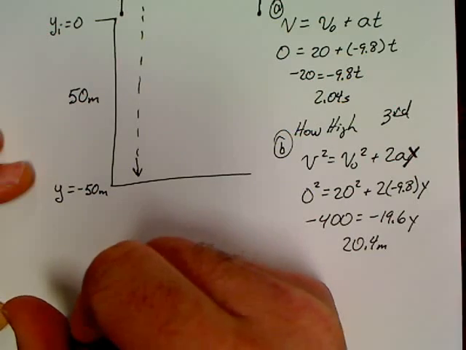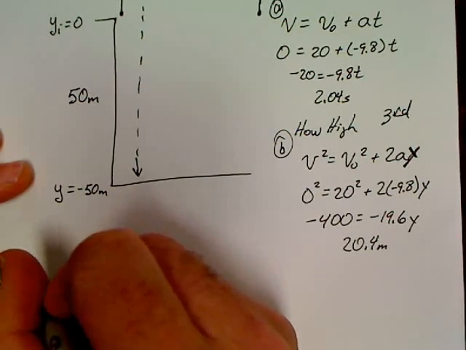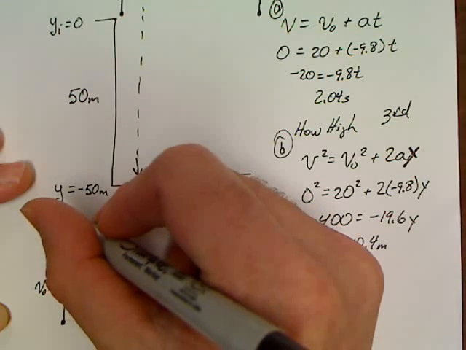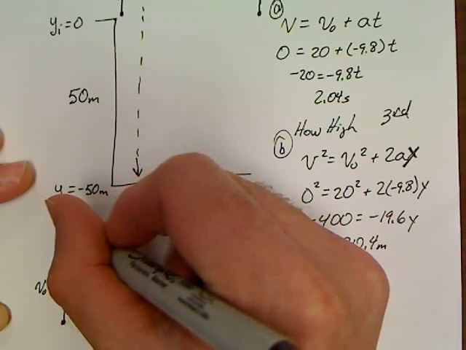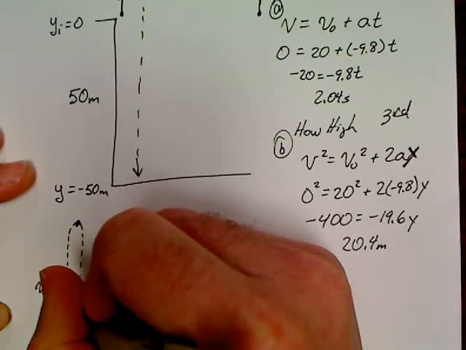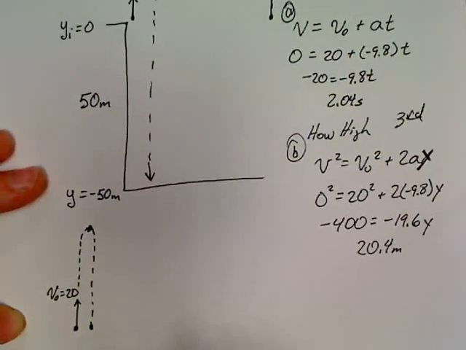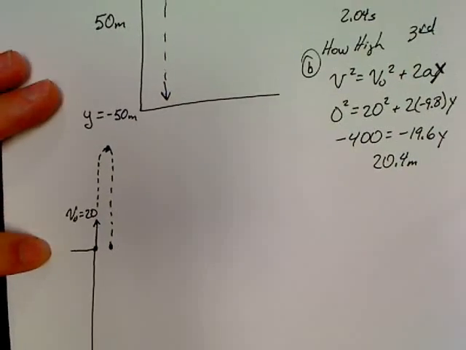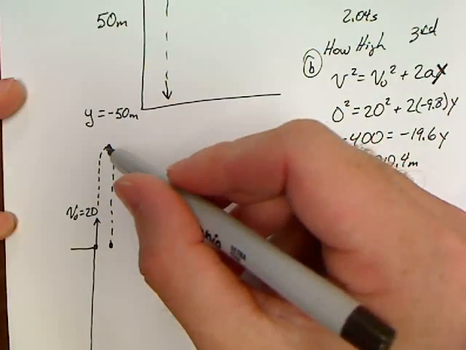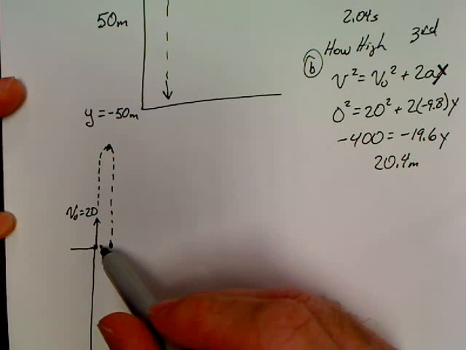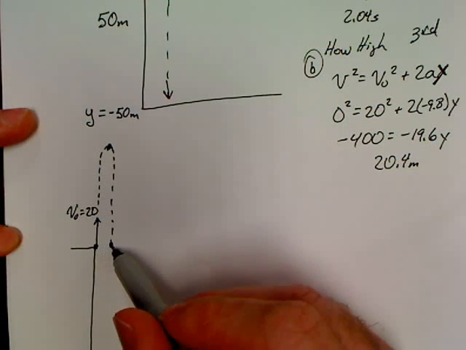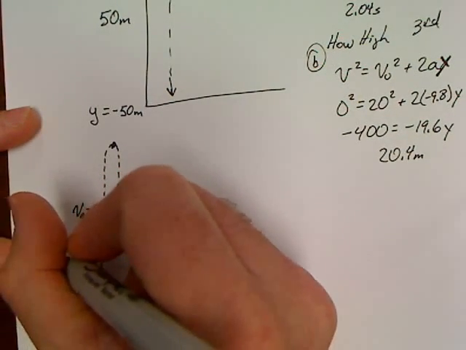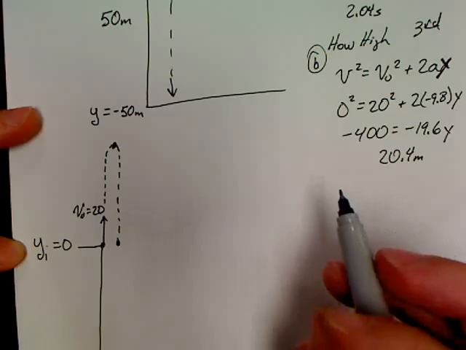So starting here, V0 of 20, going up, up, up, stop, and fall back down to here. And again, here's the roof of that building. We don't care about the top. We're looking at here to here. Y'all, what's the biggest thing you should know about from here to here? Y initial is 0.